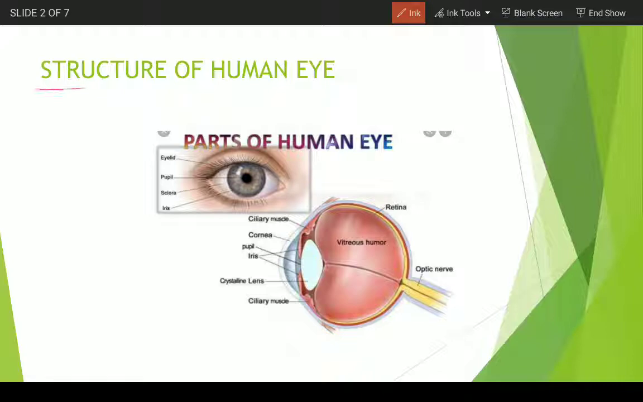So here it is about the structure of the human eye. These are all the parts of the human eye: retina, optic nerve, ciliary muscle, crystalline lens, iris, pupil, cornea, vitreous humor. So we shall discuss each of them in detail in today's session. Okay, let's move further.